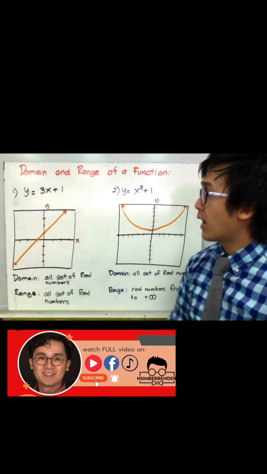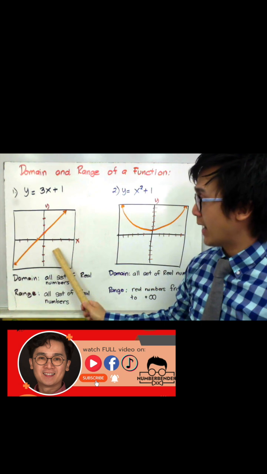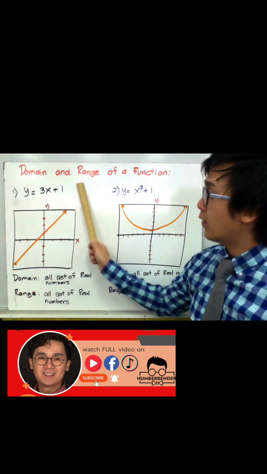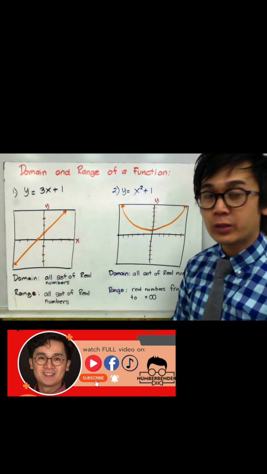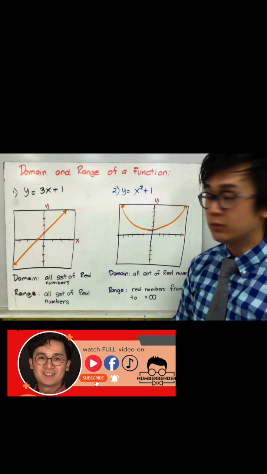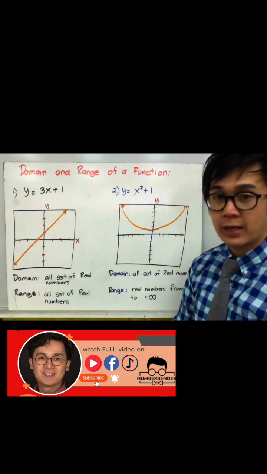In this slide, my examples are in form of an equation and a graph. And we're going to identify the domain and the range of this equation represented by a graph. And this is how we describe the domain and range using a graphical representation. Now for the first equation, we have y equal to 3x plus 1.